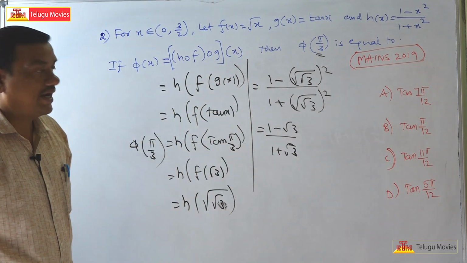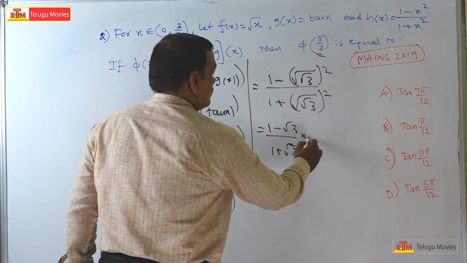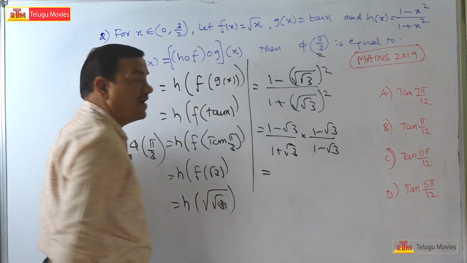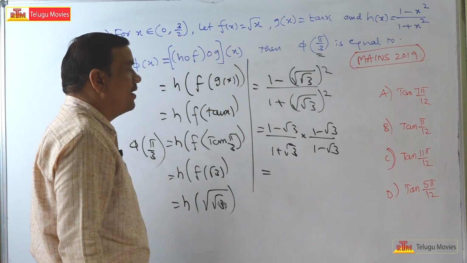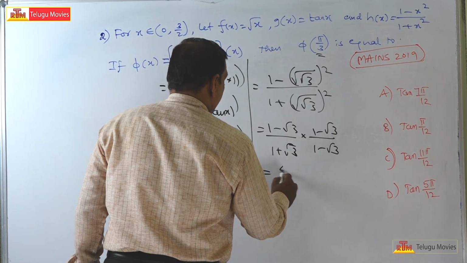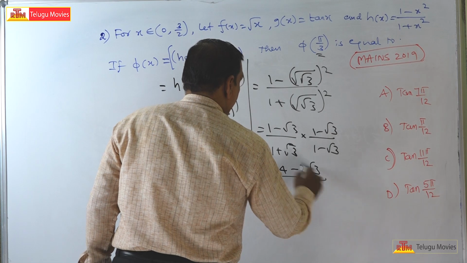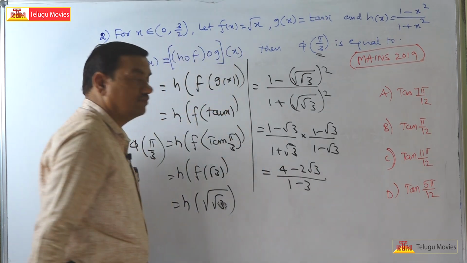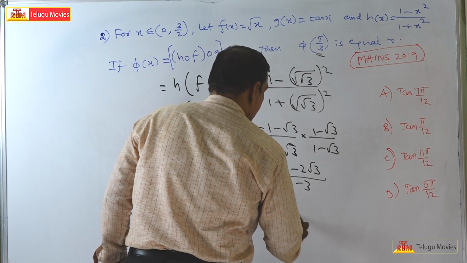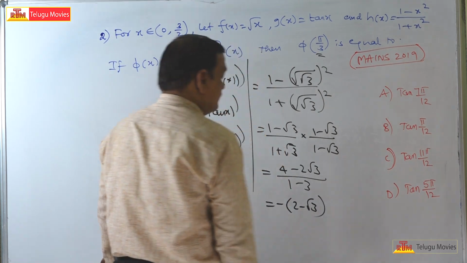Understand this? Now, rationalize the denominator. So, 1 minus root 3 upon 1 minus root 3. So, that is (a minus b) whole square, a square plus b square. So, that is equal to 1 plus 3, 4 minus 2 root 3 by 1 minus 3. So, 1 minus 3 is minus 2. So, if you multiply, minus of 2 minus root 3.